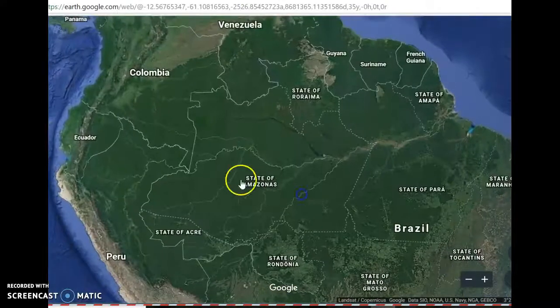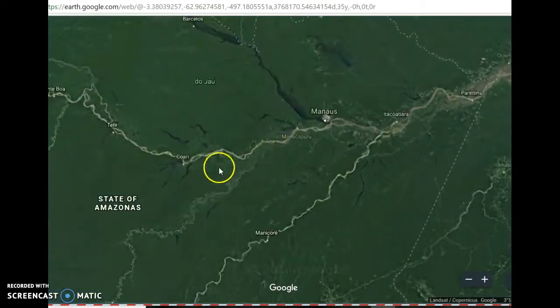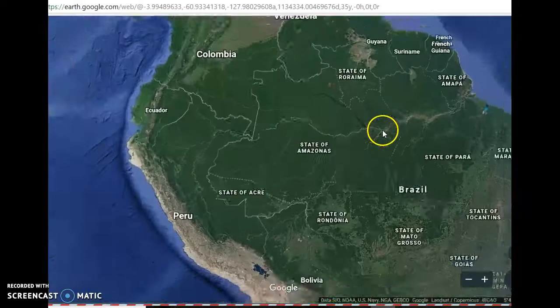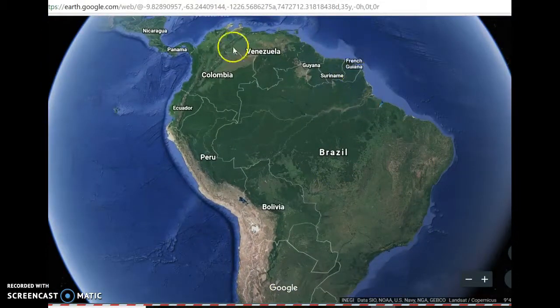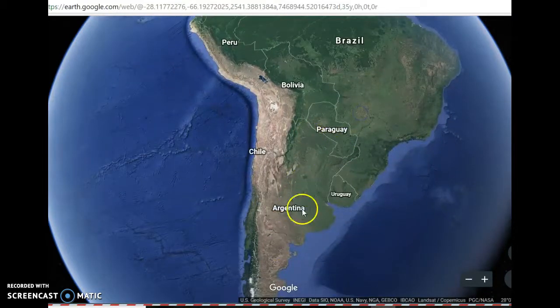The Amazon River you can easily see. And again, all those tributaries, there are so many tributaries that feed the Amazon River. The highlands is this area over through here and up here. The Pampas is this area in southern Argentina and Uruguay, and this is where they raise most of their cattle.